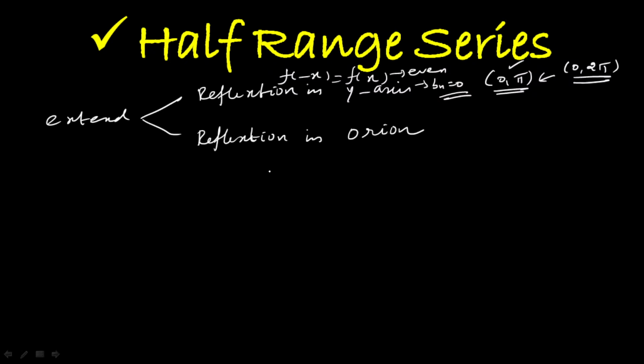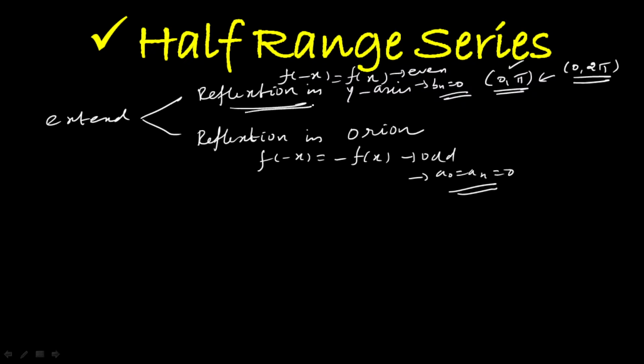Suppose, on the other hand, we extend the function f of x by reflecting it in the origin. Then f of minus x is nothing but minus of f of x, which means the extended function is odd. If it is an odd function, you know already, the values of both a0 and an become 0.